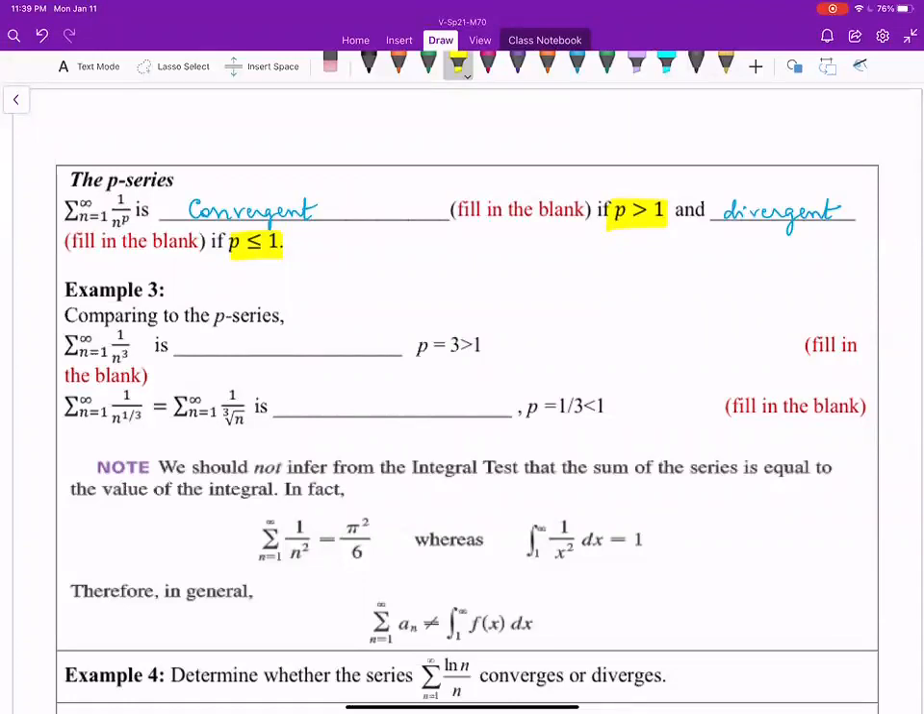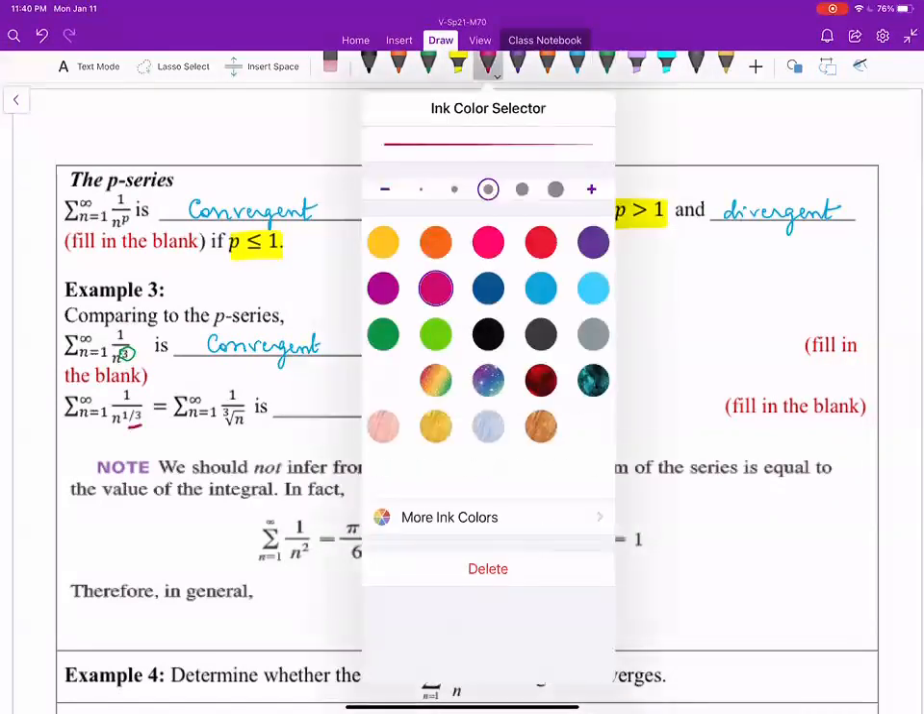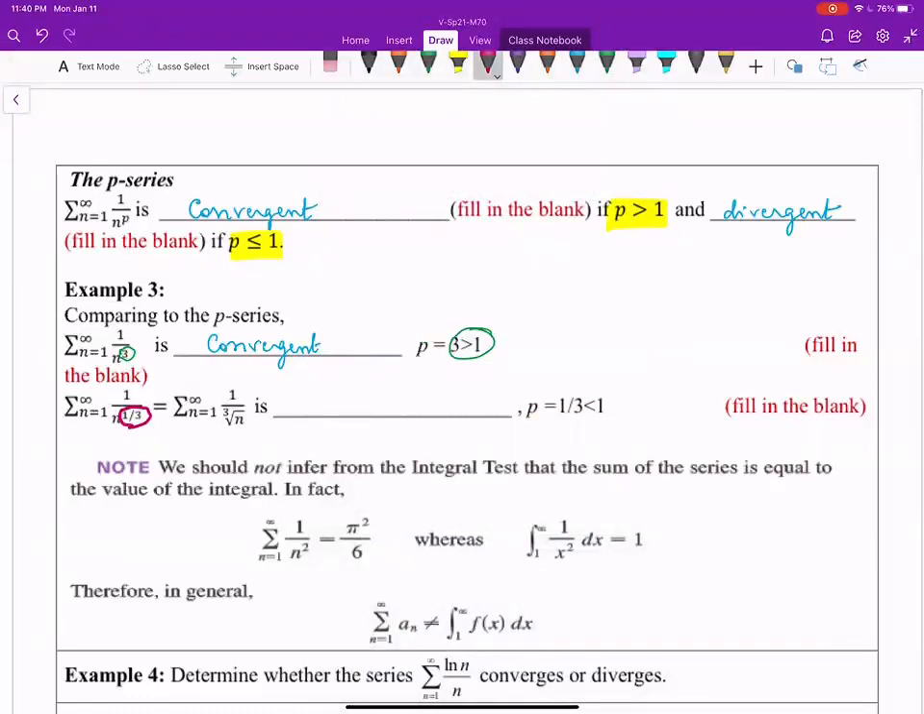Comparing to the P series, we can say sigma 1 over n cube is convergent because the exponent is 3 and that 3 is more than 1. Therefore, it is convergent. Then sigma 1 over n to the power 1/3. Here the p value is equal to 1/3, which is smaller than 1. Therefore, the series is divergent.